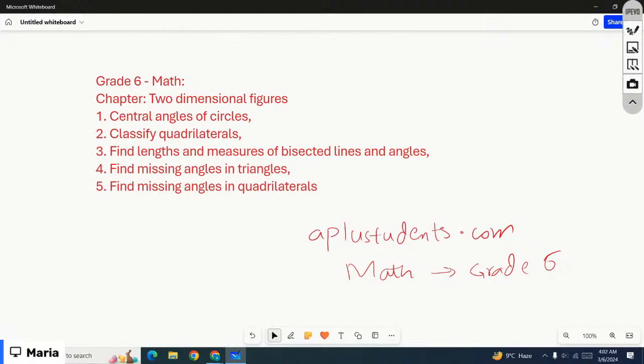We're going to start with the chapter two-dimensional figures. The lessons we're going to cover today are central angles of circles, classify quadrilaterals, find lengths and measures of bisected lines and angles, find missing angles in triangles, and find missing angles in quadrilaterals. Please make sure you have your notebook and pencil so that you can note down the important examples and definitions as well. Let's just start with the lesson.